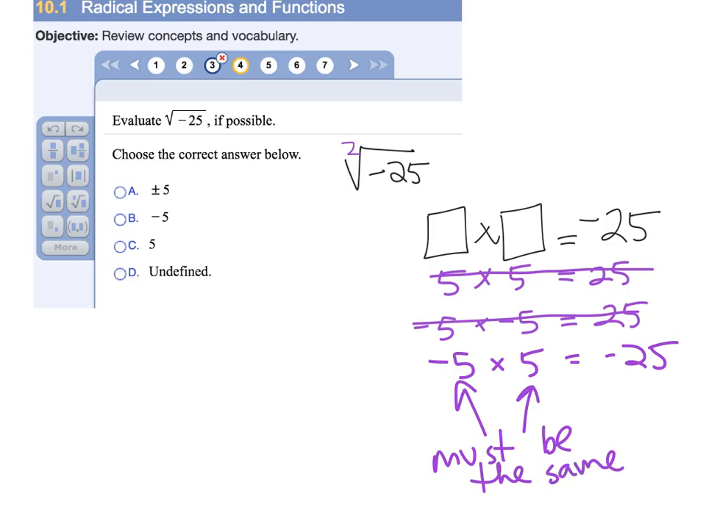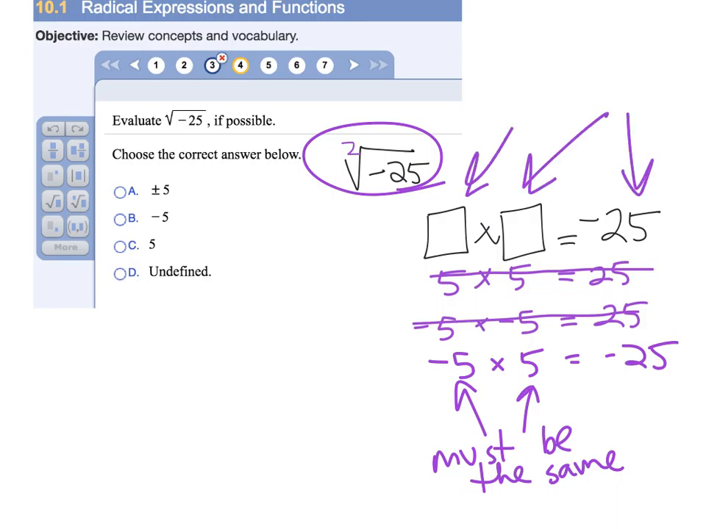And so that's no good. So there is no combination of two numbers that will give us negative 25. So that means the answer is undefined.